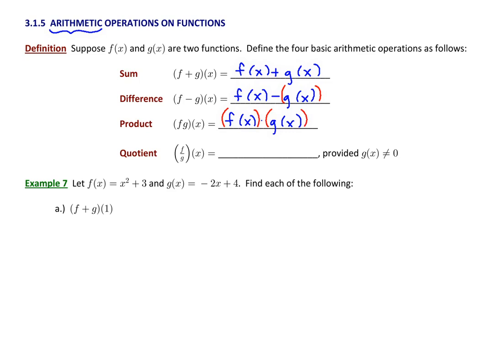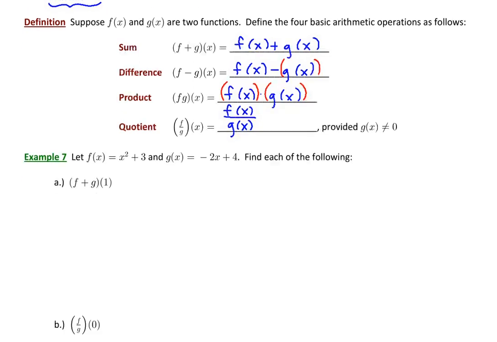And our last operation here is the quotient, f divided by g of x. We can expand that as f of x divided by g of x. Now, that quotient will only work provided that denominator is not equal to 0. So the first step in evaluating an operation on a function is to take it from the concise notation on the left to the expanded notation on the right. And then that expanded notation is basically a set of instructions for how to execute the problem.